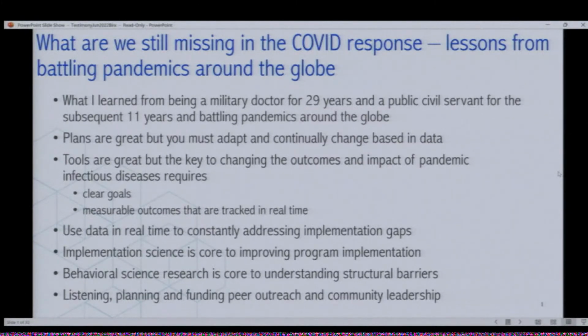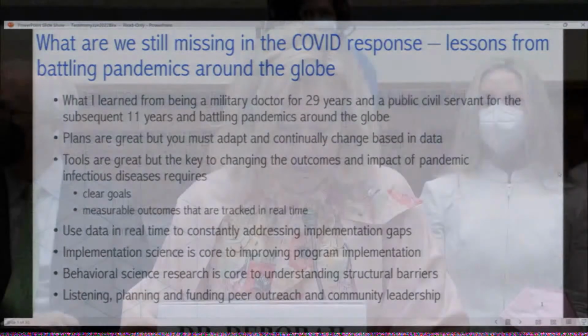Implementation science is core to program improvement. Behavioral science research is core to understanding the structural barriers, whether it's vaccine hesitancy or whether it's hesitancy to a test and treat strategy. Listening, planning, and funding of peer community outreach organizations and community leadership is critical.